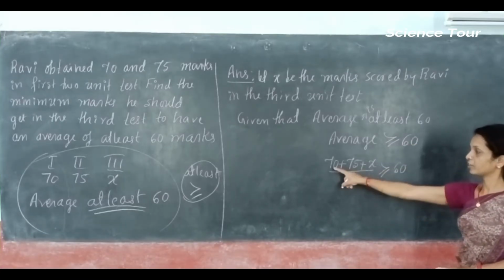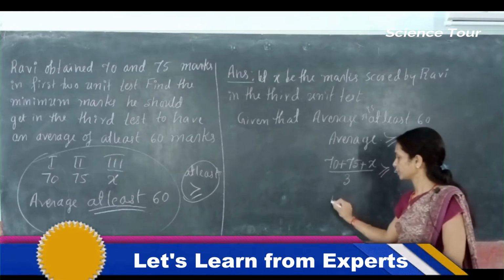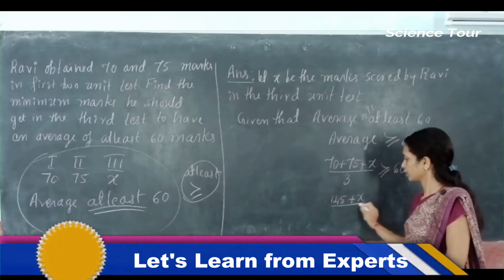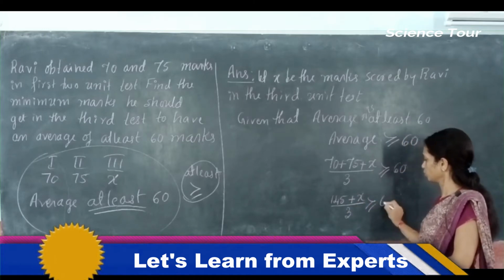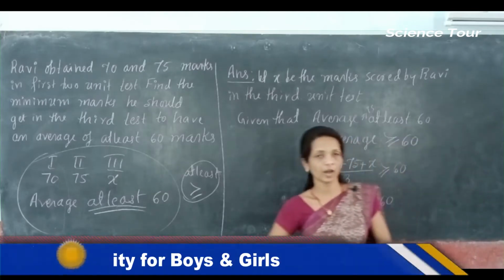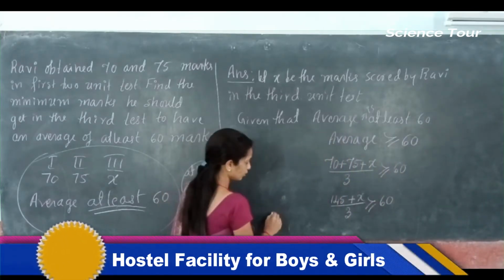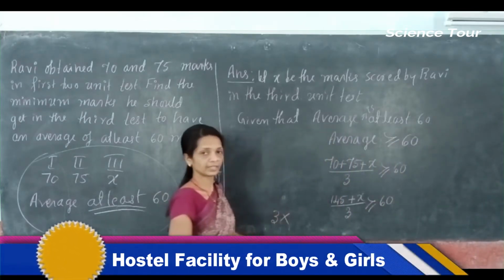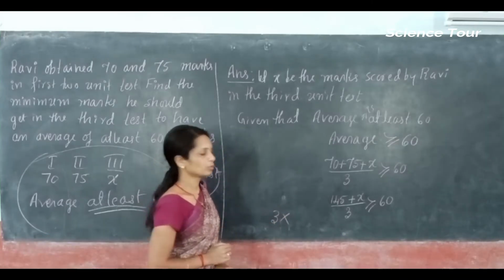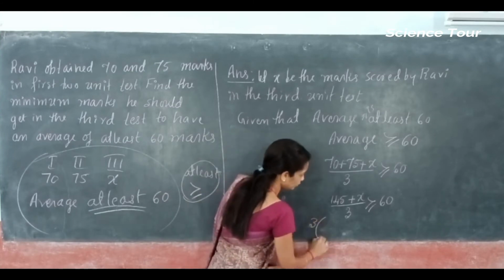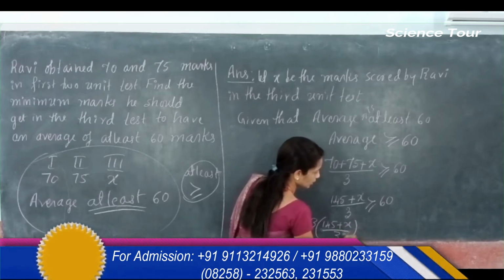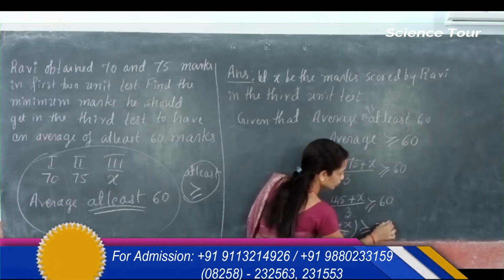We can simplify here. 70 plus 75 is 145, then plus x as it is, divided by 3, greater than or equal to 60. Now in this inequality you have only one denominator, so you multiply throughout the inequality by that denominator. Multiplying by 3 on both sides, we get 3 into (145 plus x) divided by 3 greater than or equal to 3 into 60.